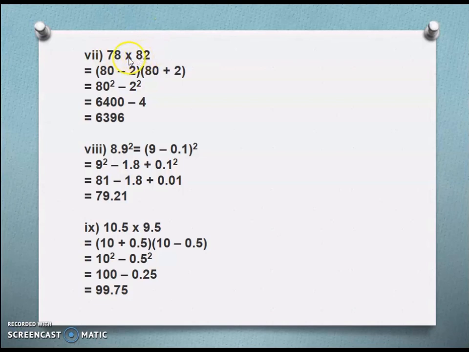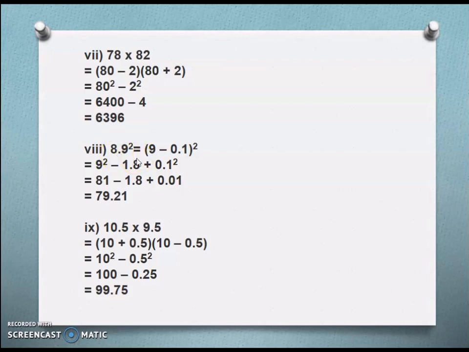78 into 82. This can be written as 80 minus 2 into 80 plus 2. 78 can be written as 80 minus 2. 82 can be written as 80 plus 2. So this is of the form again a minus b into a plus b. That is a square minus b square. So you will get the answer as 6396.